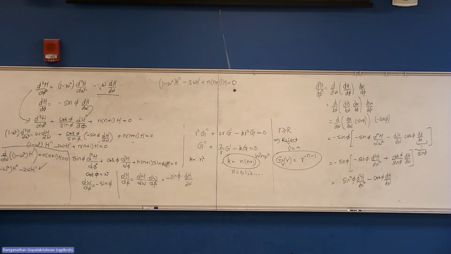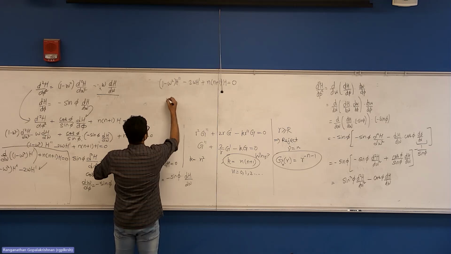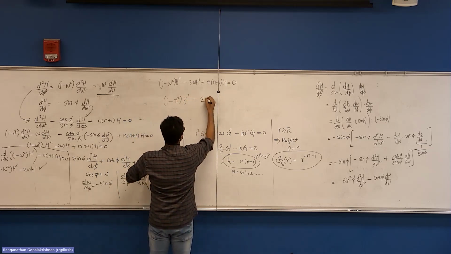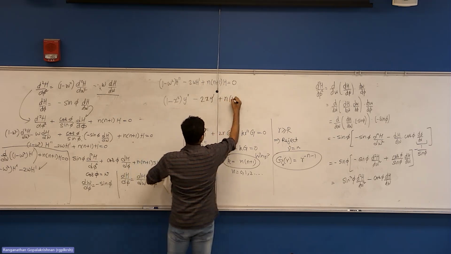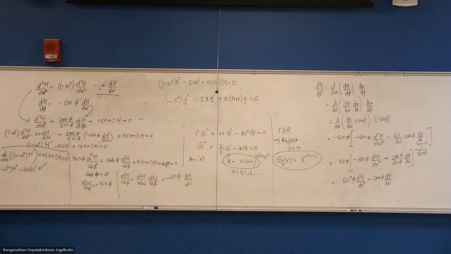What standard equation does this fit into? Since we are doing spherical polar, you can preempt and say it's Legendre's equation, but let's go back and write down the Legendre's equation and make sure we got it right. Okay. So Legendre's equation from chapter 5 is 1 minus x squared times y double prime minus 2x y prime plus n times n plus 1 times y equal to 0. That is Legendre's equation.